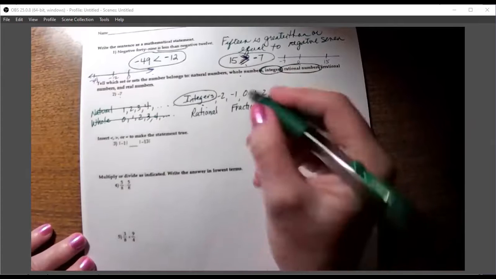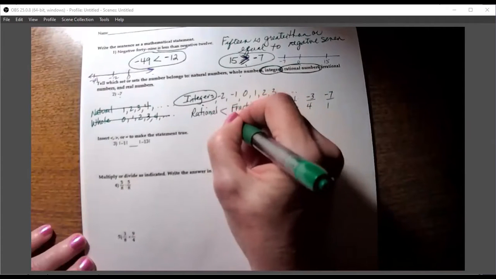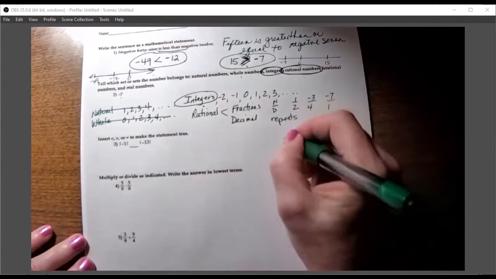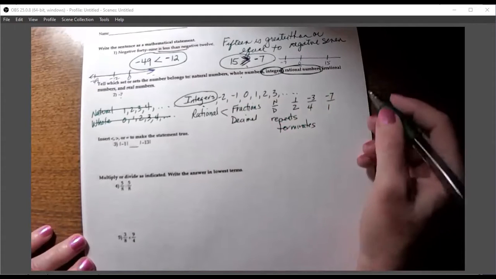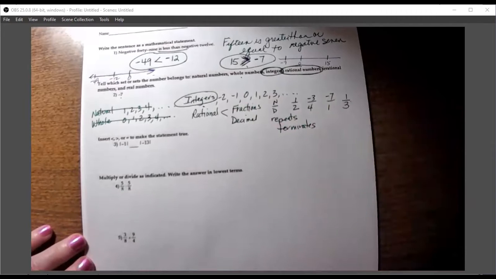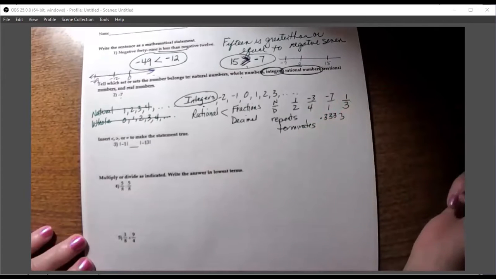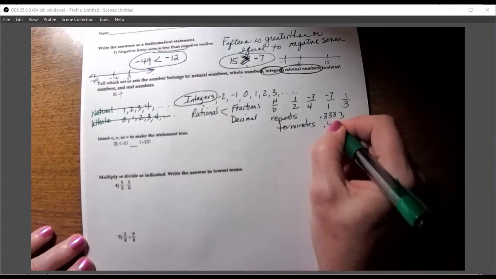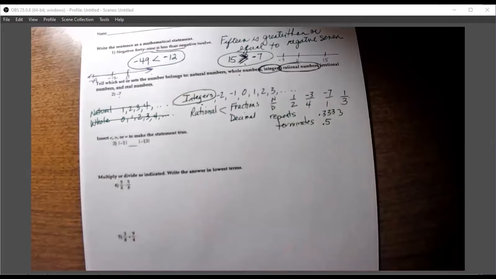So -7 is a rational number. Now we don't need it for this problem, but the other way to know you have a rational number is if it is written as a decimal, it either repeats or terminates. So 1/3 would be considered a rational number. When you write that as a decimal, you get 0.33333 and it repeats. That's how we know it's a rational. Or if you write 1/2 as a decimal, you get 0.5 and it doesn't go on and on, it terminates. So -7 is an integer, but it's also a rational number.